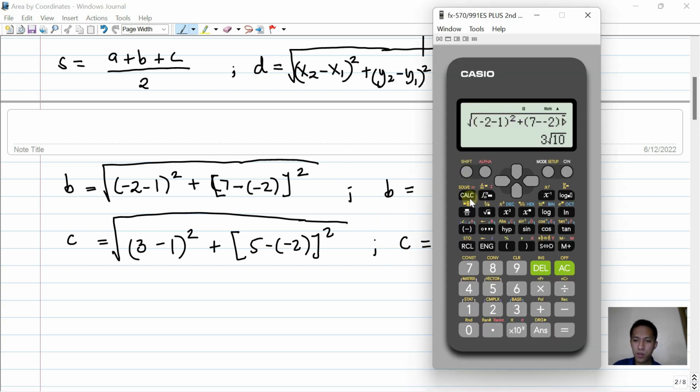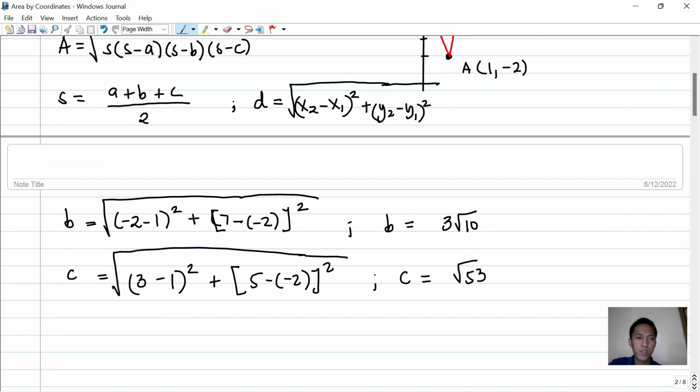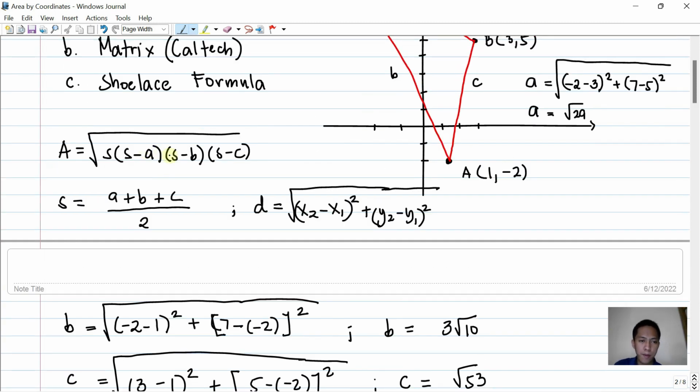So we have the square root of 3 minus 1, squared, plus we have 5 minus negative 2, that is squared. So equals, lang natin guys, we have C as square root of 53. So we have now A, B, and C. So let's compute for the semi-perimeter in order for us to get the area.